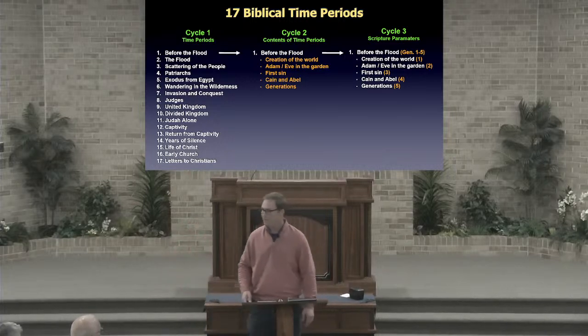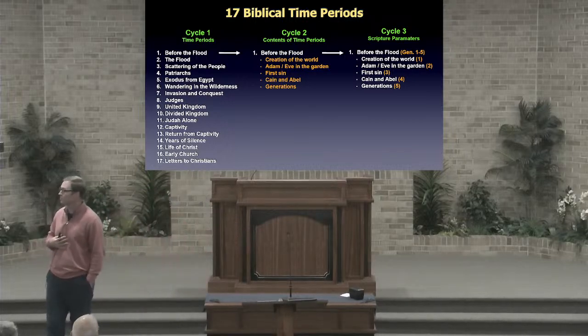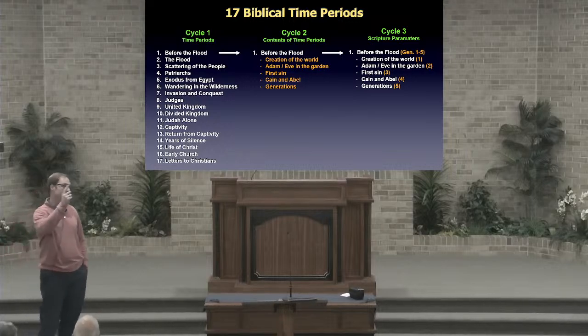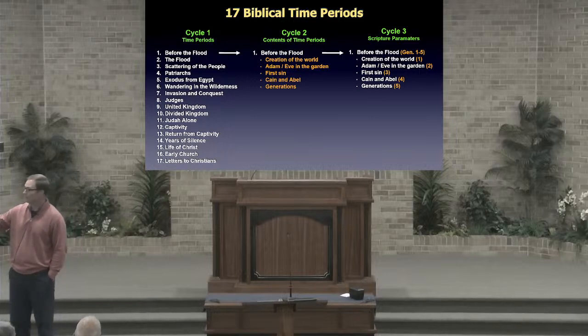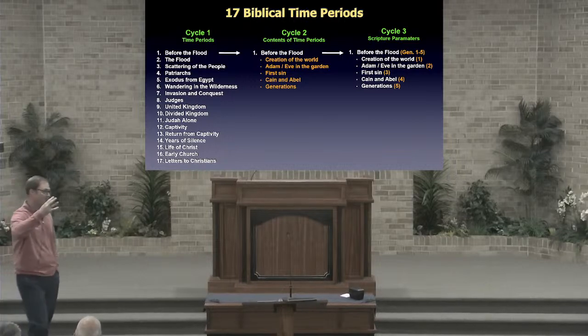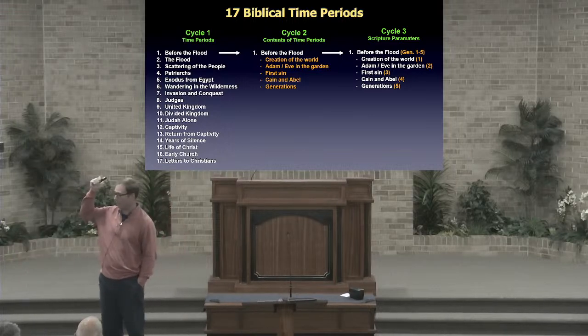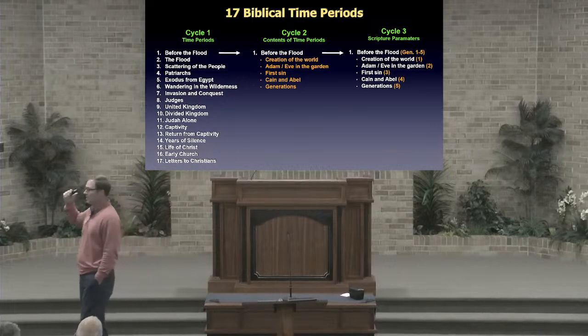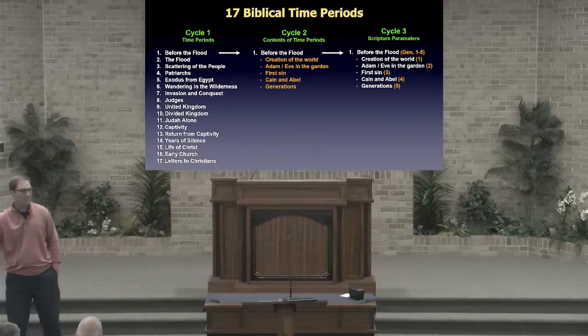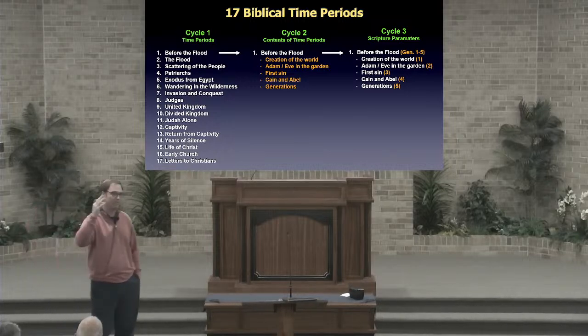Okay. So this is the 3-cycle approach. If you hear me make a reference to the 3-cycle approach, this is what I'm talking about. Now, on the Genesis memory work handout that I gave you on Sunday, of the 10 pieces of information that you were given to memorize, 3 of them were cycle number 1. I took the 17 periods, I split it up into 3 pieces so that you can work on memorizing each piece one at a time, and if you do that, you'll get all 17 of them.